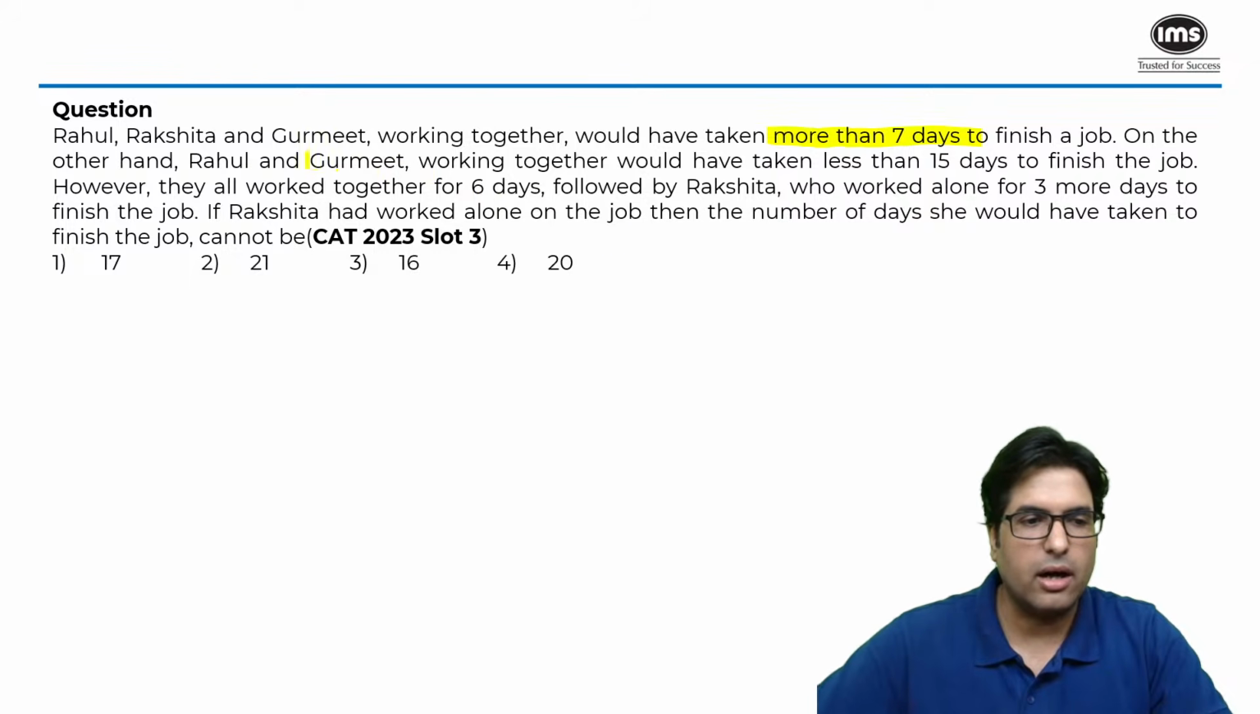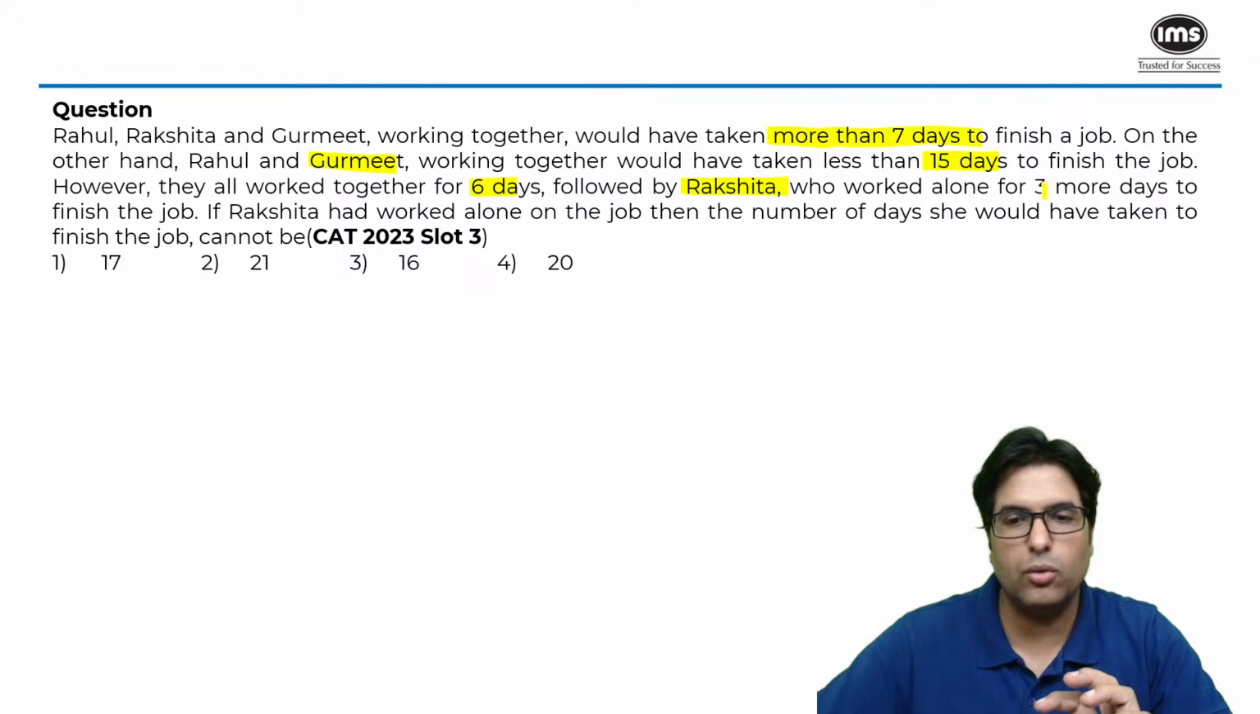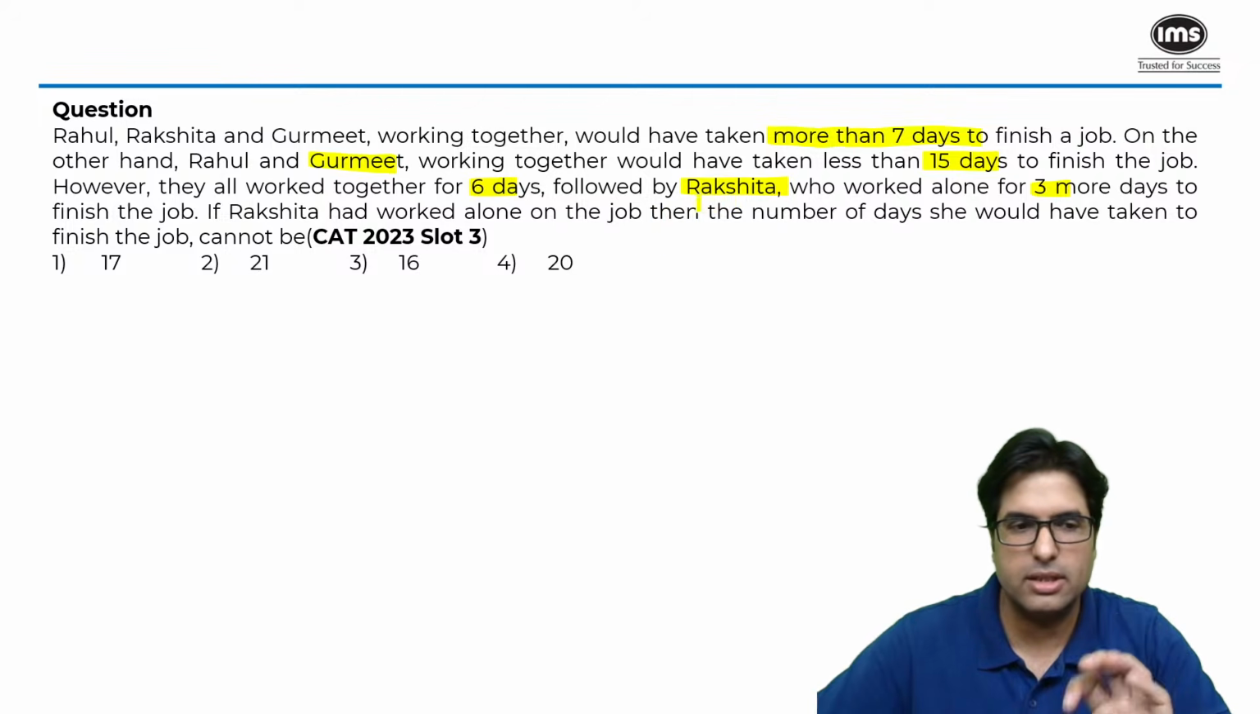On the other hand, Rahul and Gurmeet working together would have taken less than 15 days. Again, a range. However, they all worked together for 6 days, followed by Rakshita, who worked alone for 3 more days to finish the job. So with this, we can have the total work. If they work for 6 days and Rakshita alone works for 3 more days, this is the total work.